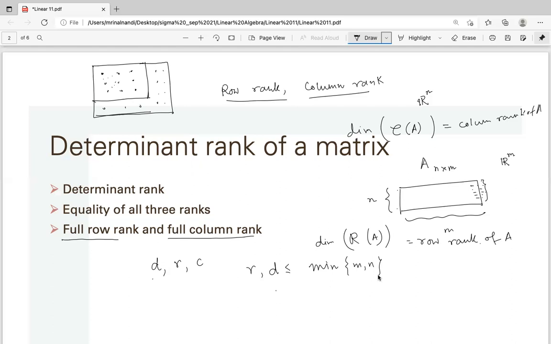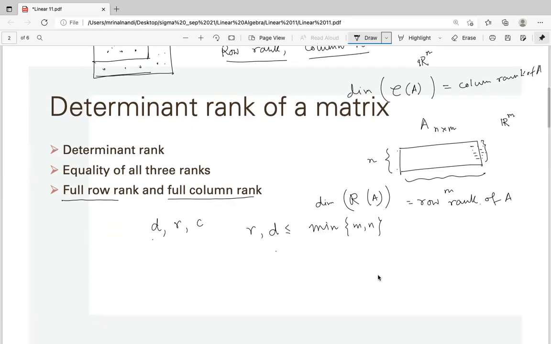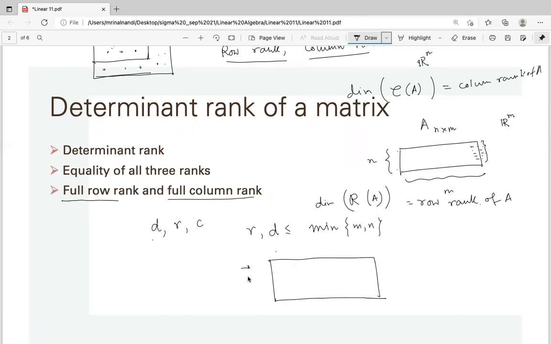Consider, say, a 4 cross 6 matrix. Now if, say, there are 3 independent rows, row rank is 3. Now since there are 3 independent rows, each of the 3 is from R6. Now if we take these 3 rows, the first 3 rows are independent.